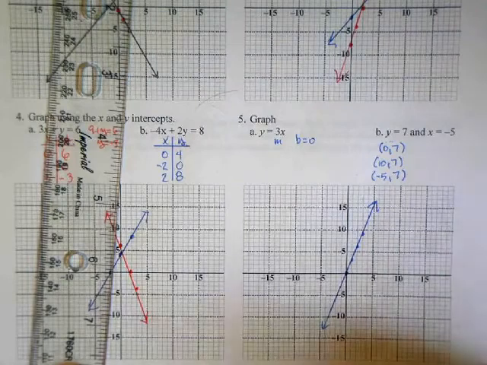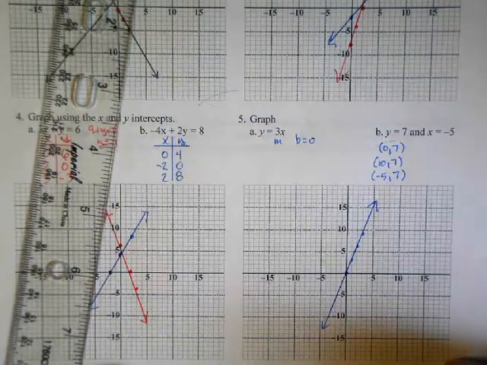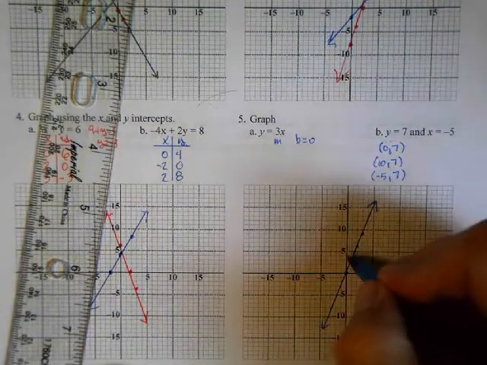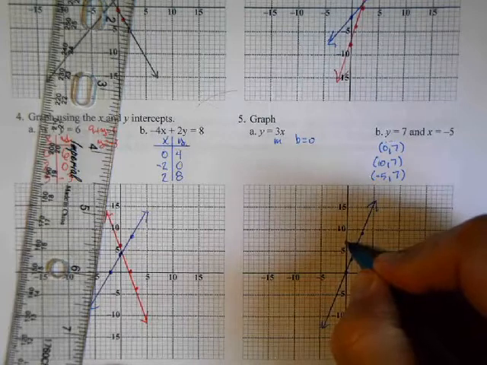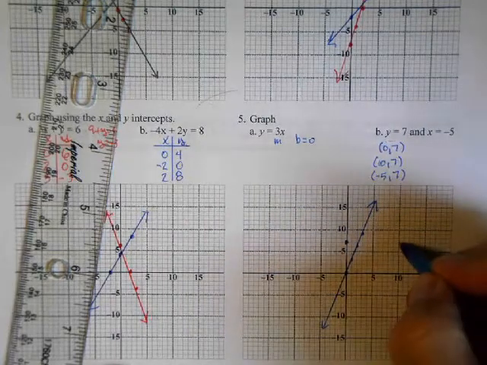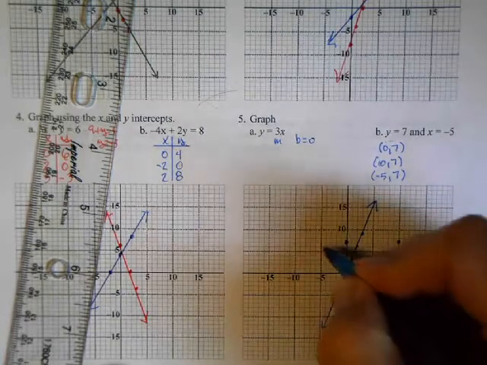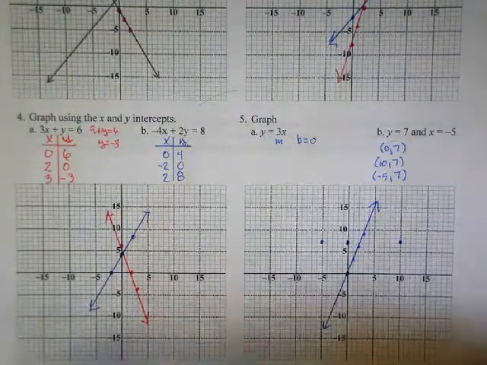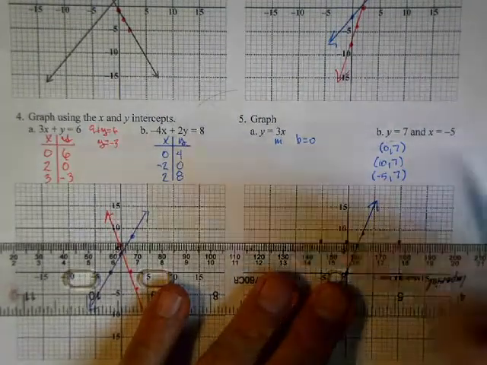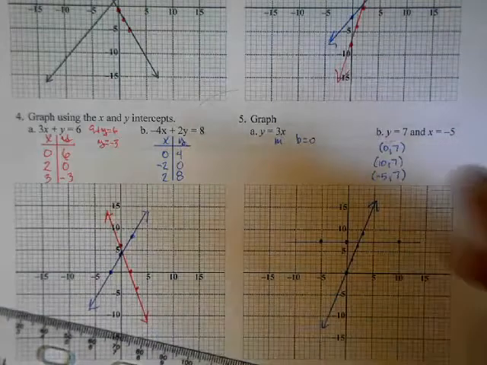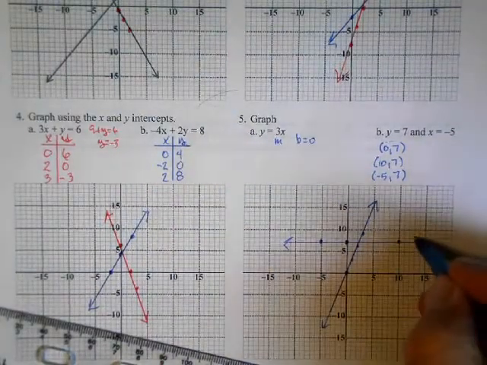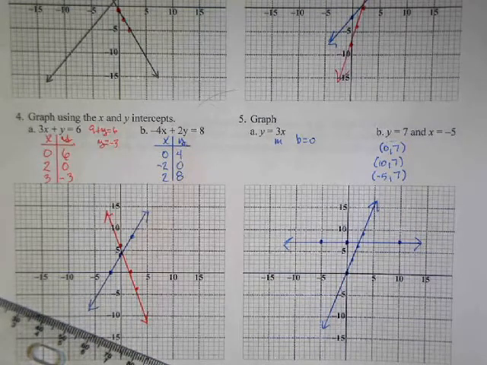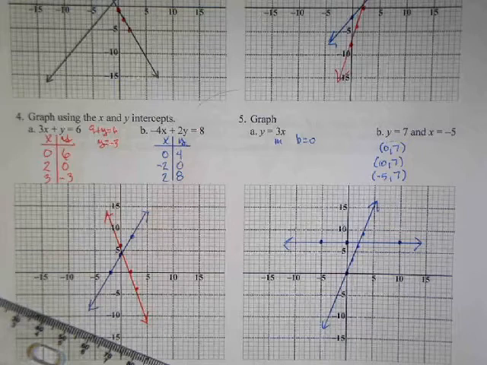Well, when I graph those, first let's do 0, 7. So 1, 2, there's 0, 7. Well, over here, that's 10, 7. And over here, that's negative 5, 7. What, in fact, we end up with is a horizontal line. So anytime you do not have any x in your equation at all, just a y, you're going to end up with a horizontal line.